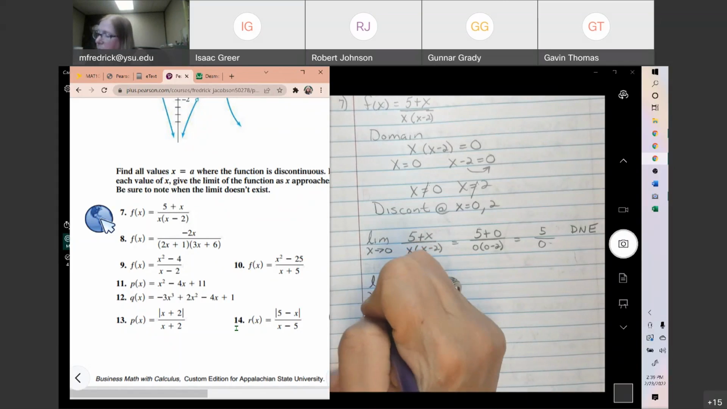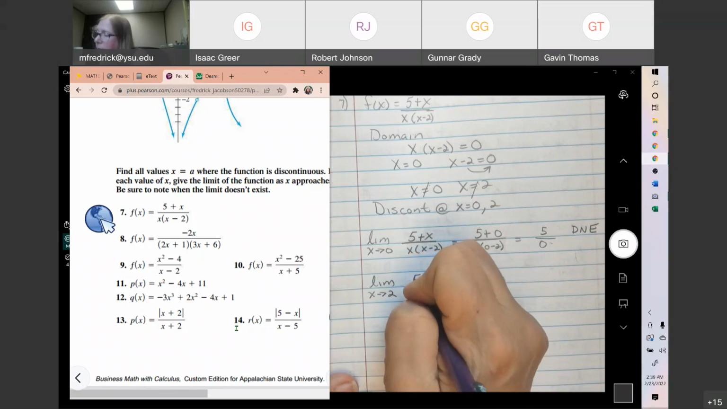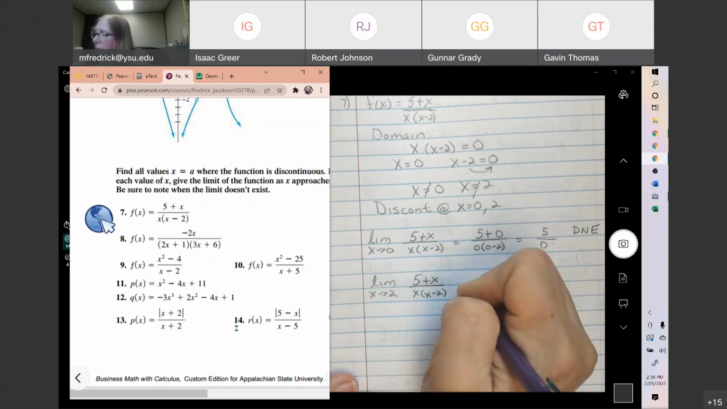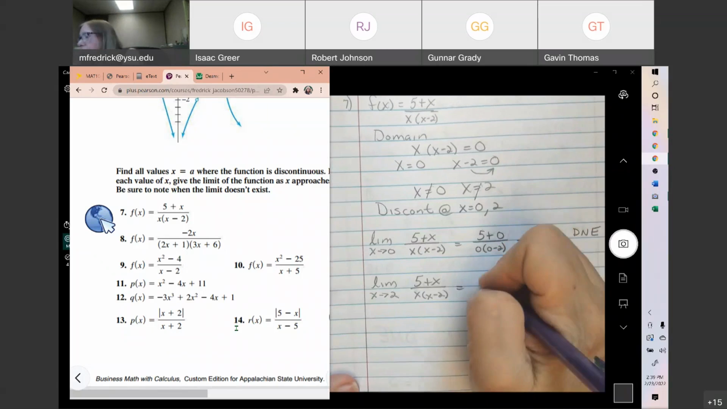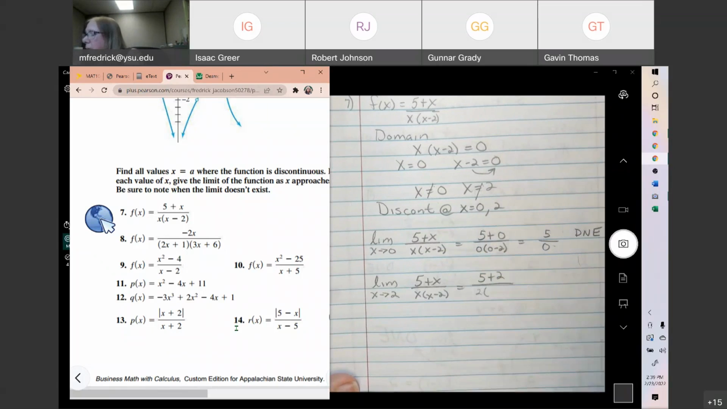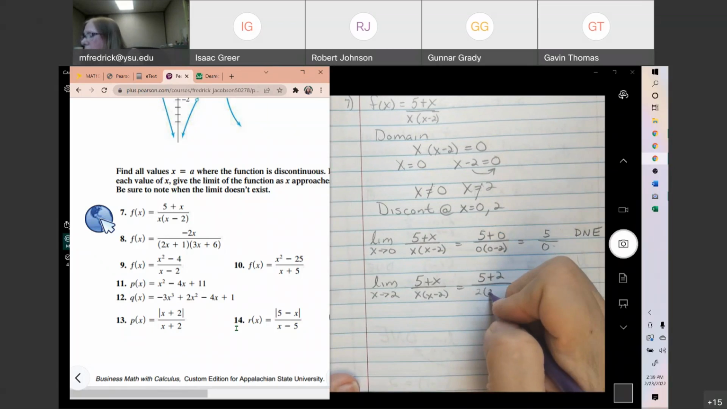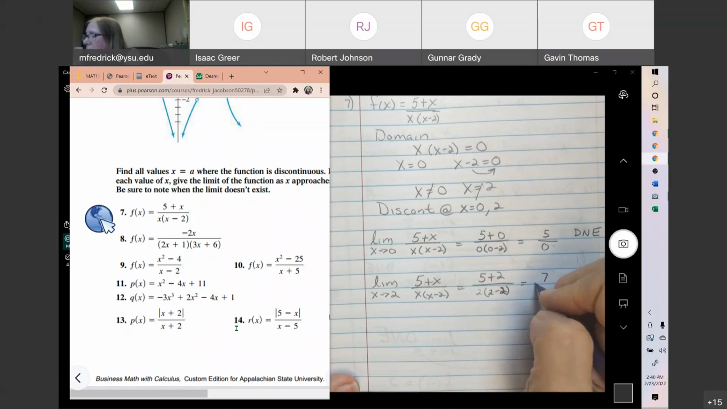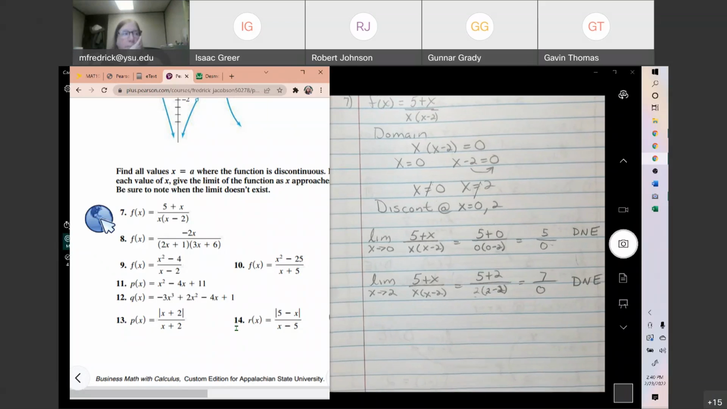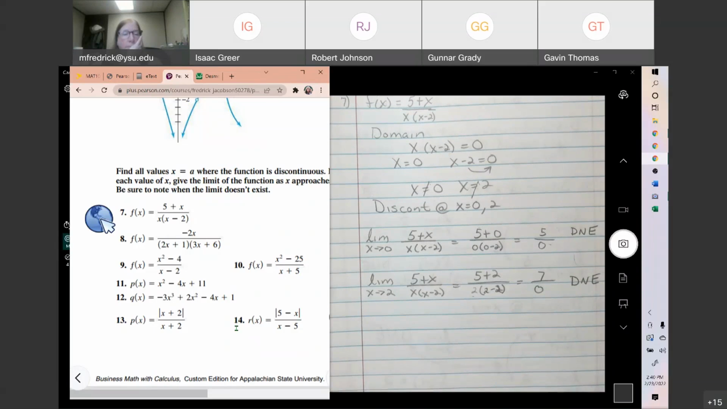Limit as x approaches the other value, which is 2. Again, we plug it in. 5 plus 2 over 2 times 2 minus 2. 7 over 2 times 0 is 0. So it doesn't exist. Any questions on that one?